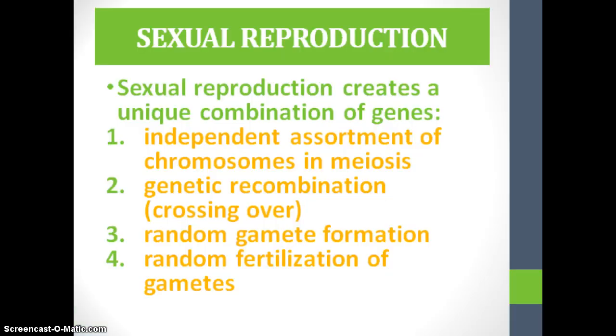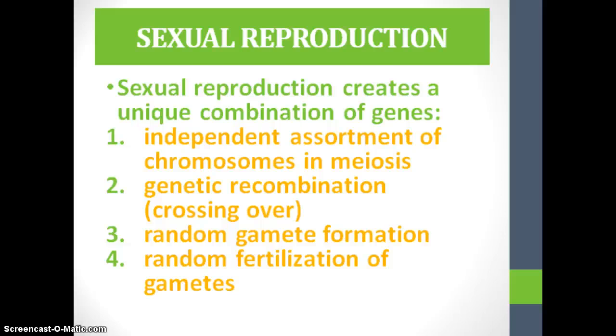Sexual reproduction is important because it results in infinite possibilities of genetic variation. In other words, sexual reproduction results in offspring that are each genetically unique. They differ from both parents and also from each other. This occurs for a number of reasons, and I'll list out 4 of them. The first reason is as a result of independent assortment of chromosomes during meiosis. The second reason is a result of genetic recombination or crossing over that also happens in meiosis.